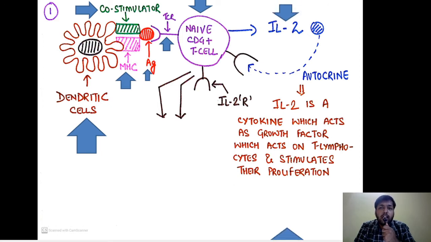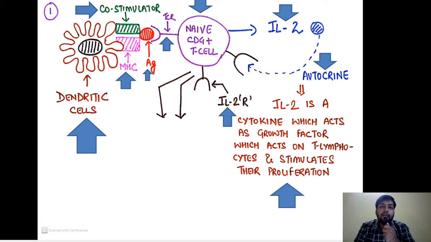What is interleukin 2? It is a cytokine which acts as a growth factor on T lymphocytes and stimulates their proliferation. This interleukin 2 is going to bind to the interleukin 2 receptor, which is also expressed by the same cell which is producing it. Interleukin 2 is produced by the CD4 plus T cell, and it will also act on the same cell which is producing it, that is the CD4 plus T cell. And this kind of action, as we have already read before, is called autocrine.